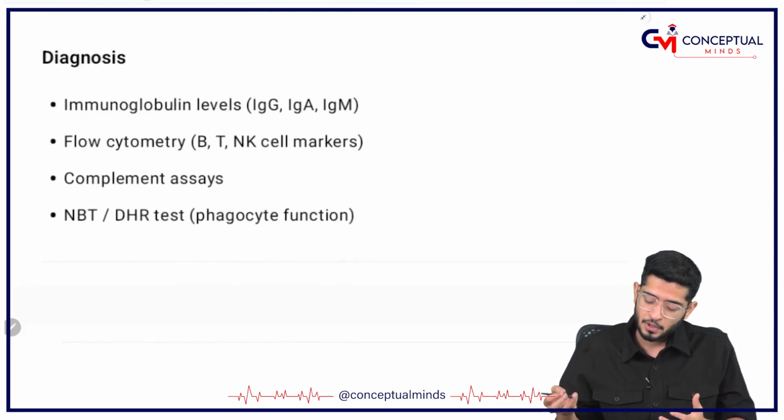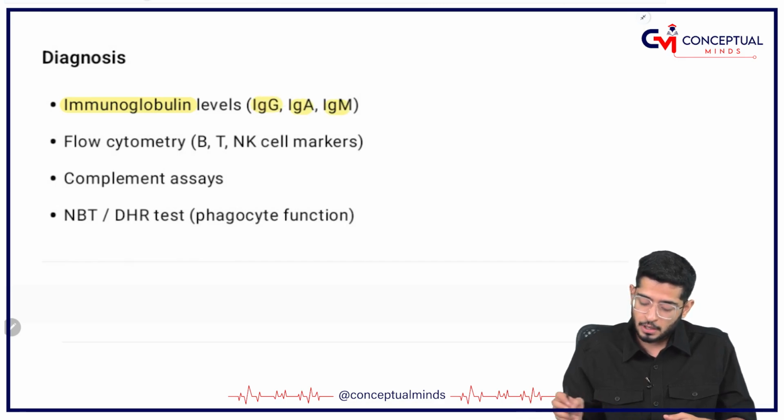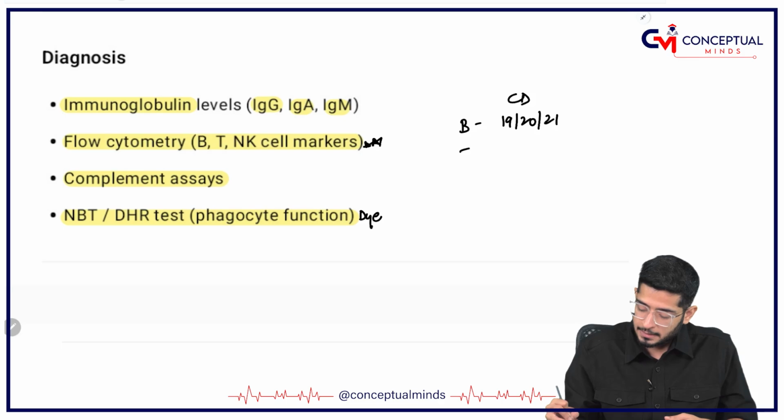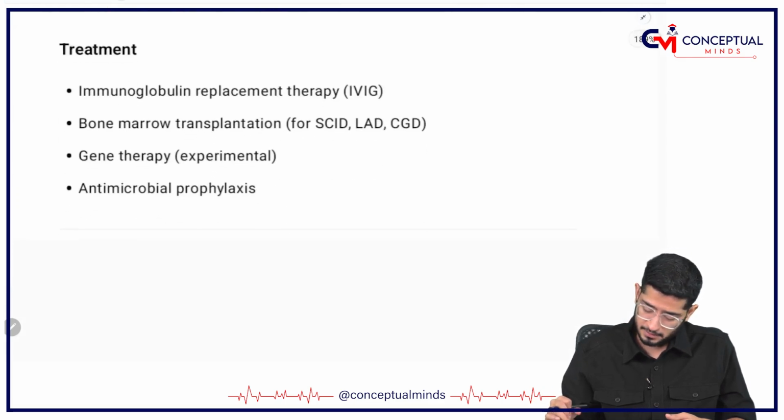How will you diagnose them? You have to check for the levels of immunoglobulins, the IgA, IgG, IgM. Complement assays, the functional status of complements. Of course, there are some dye based tests for the phagocytes, I have already told you. And of course, the flow cytometry to check for the markers, right. If you remember the B cell markers CD19, 20, 21, and then the T cell marker is going to be CD3, alright, and yeah, the NK cells are going to have CD16, 56, etc. These types of markers are going to be there.